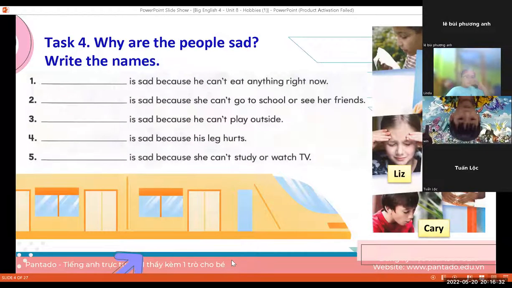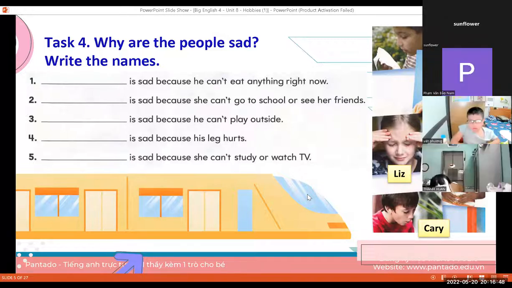Okay. So now, look at the picture again. So you can see these are the five friends that we just did. Now, tell me, why are these people sad? For example, number one, who is sad because he can't eat anything right now? Okay, Phương, please help me with number one. Read the whole sentence, okay?